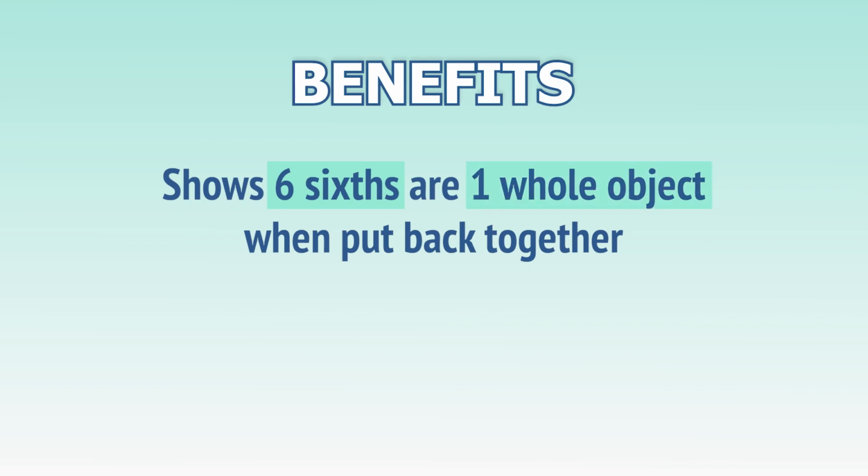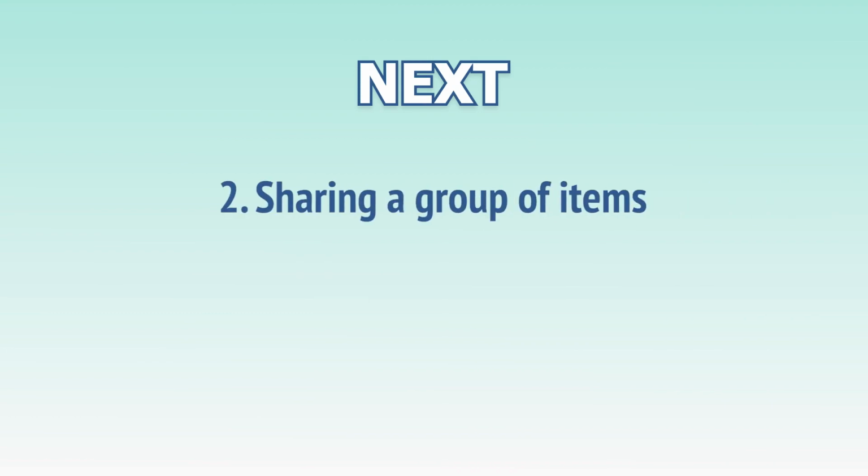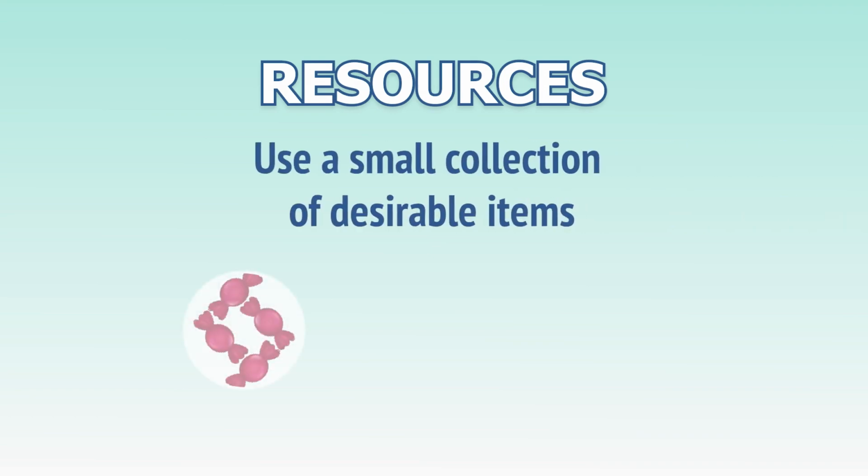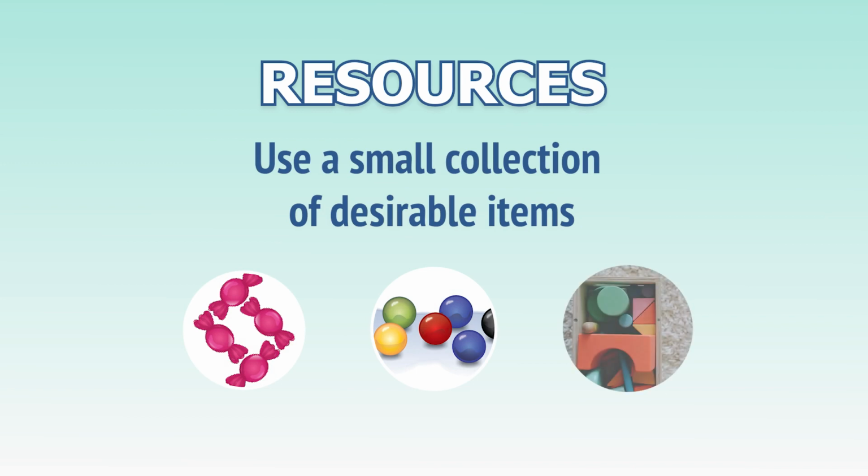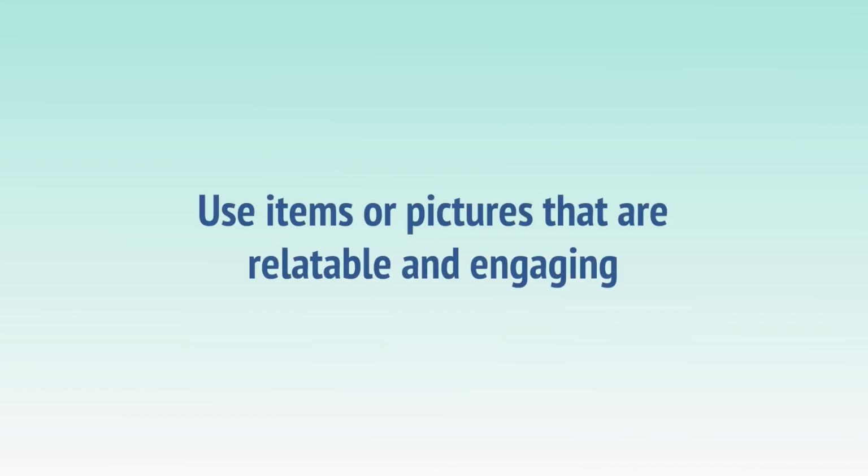This activity will show learners that if we put the 6 equal parts back together, it would form one whole object. Next, you will help learners understand the concept of sharing a group of items equally. Examples of resources you can use to teach this concept are a small bag of sweets, marbles, or toys that can be shared equally among a group of learners. Use items or pictures that learners can relate to or engage with.